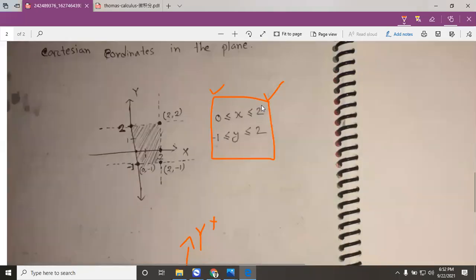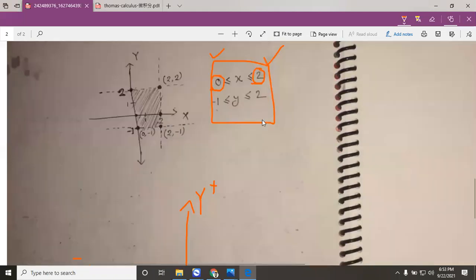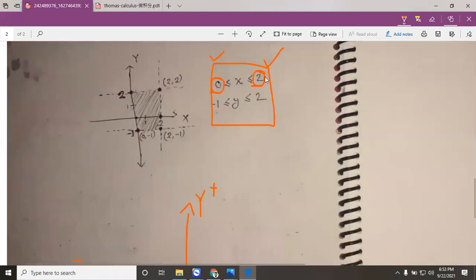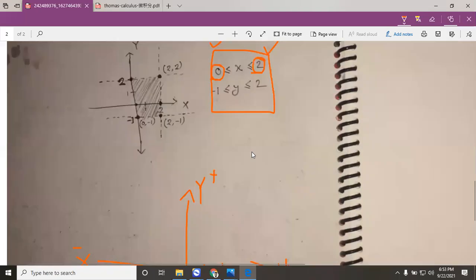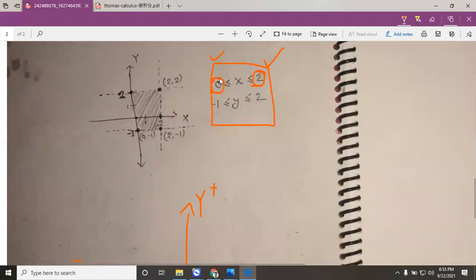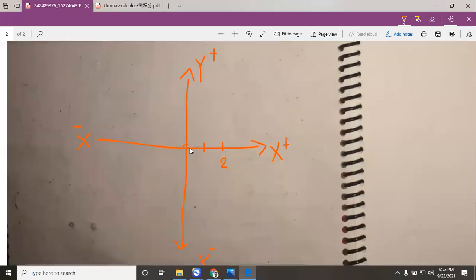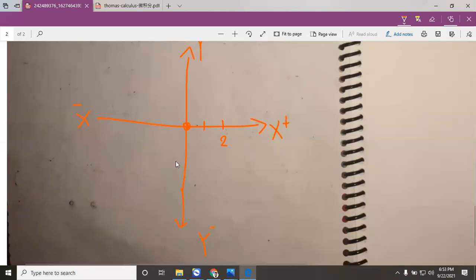So firstly, we will notice these numbers, okay? So the value of x will be greater than or equal to 0 and less than or equal to 2. So let's put this 2 in our graph. So 2 will be 1, 2 here, okay? And the value of 0 will be here, okay?